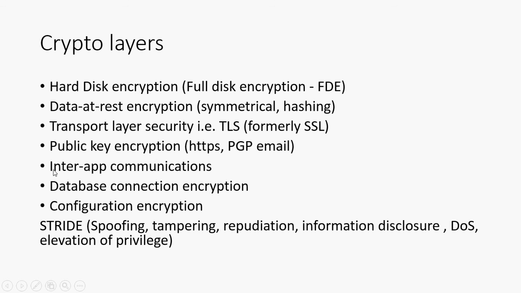We then have any kind of inter-app communication links which we need to consider for encryption. Some of them might be able to use TLS, but others might be special. They might be RPC, they might be SOAP, they might be various things which may or may not support TLS directly, and might have their own security mechanisms which include cryptography. Database connections, again, might be able to use TLS, might not, might have their own mechanism.